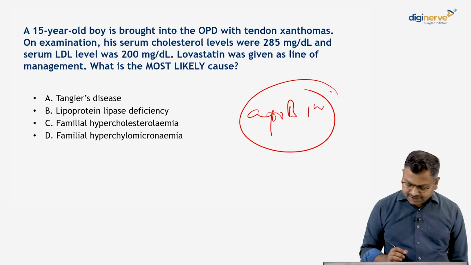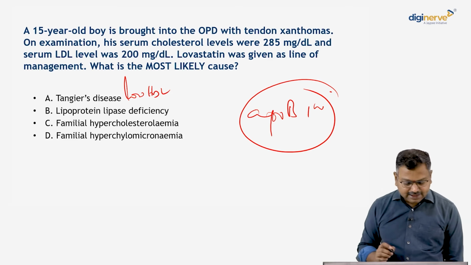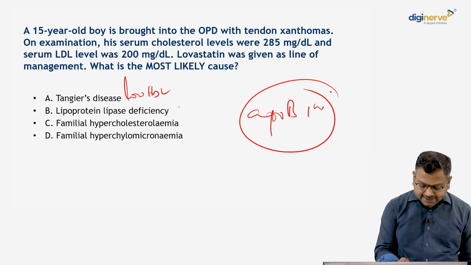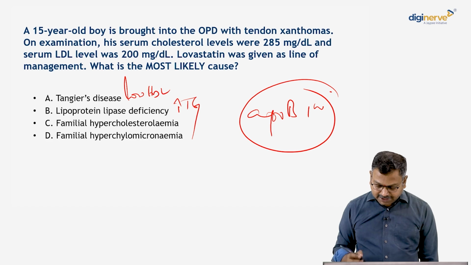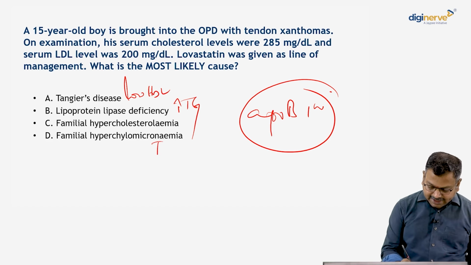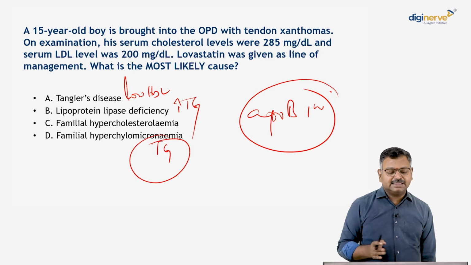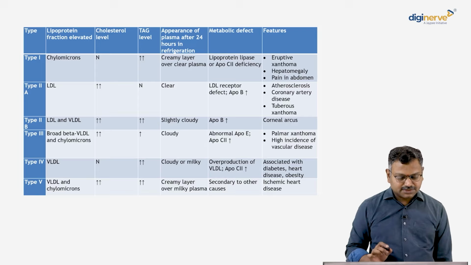Tangier disease is a low HDL disease, not a high LDL disease. Lipoprotein lipase deficiency, which could be familial, has high triglycerides, not LDL. Hyperchylomicronemia, both of them will have high TGs. So both of them won't have the tendon xanthomas, which are classically seen in familial hypercholesterolemia as the diagnosis.